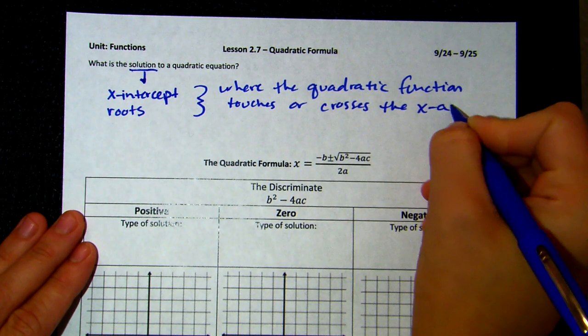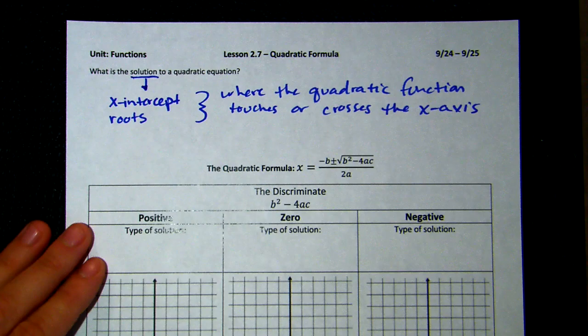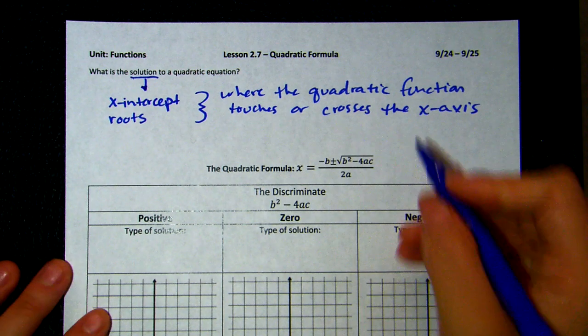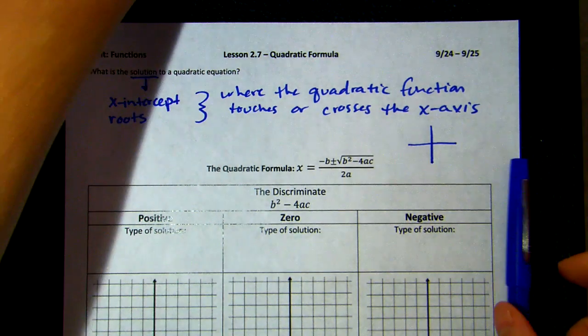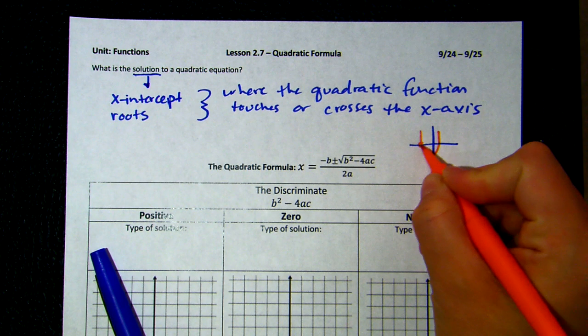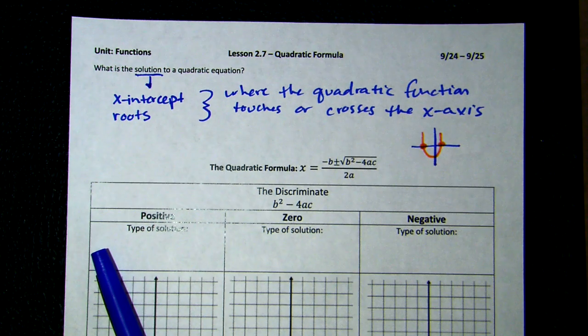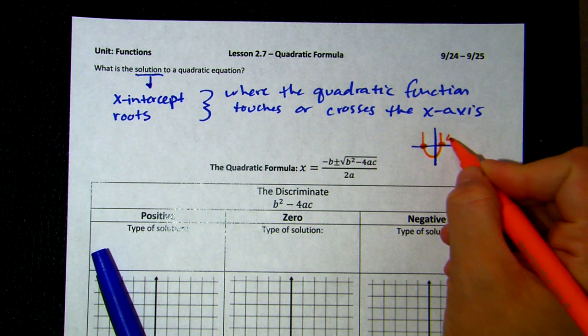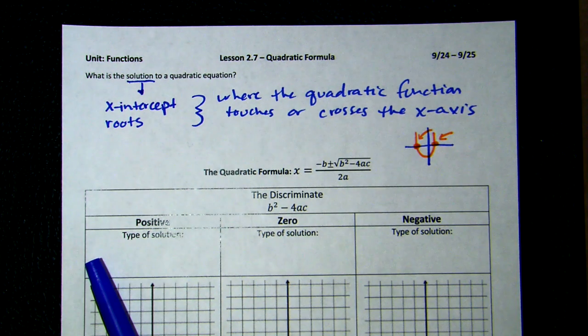the x-axis. So we're looking for the points where our U-shaped quadratic function, which looks something like this, we're looking for where it touches or crosses that x-axis. Those are our solutions to a quadratic equation.